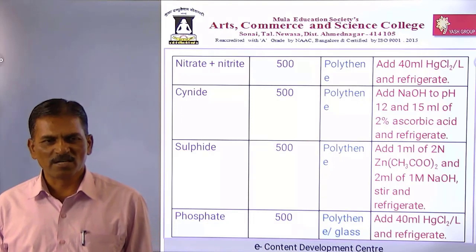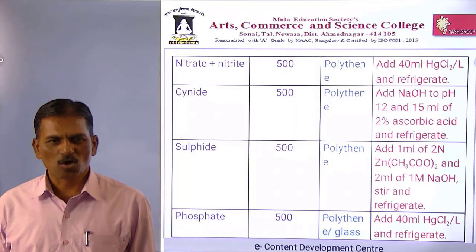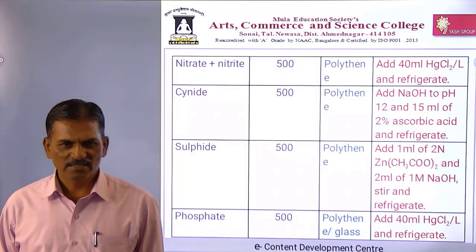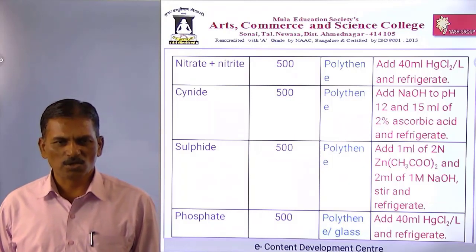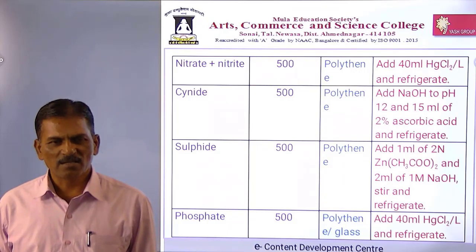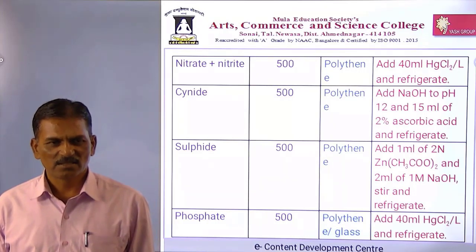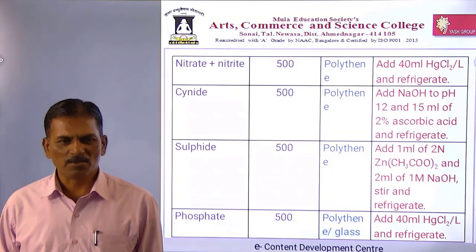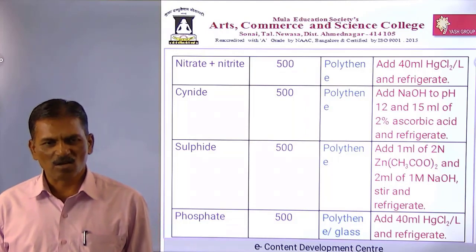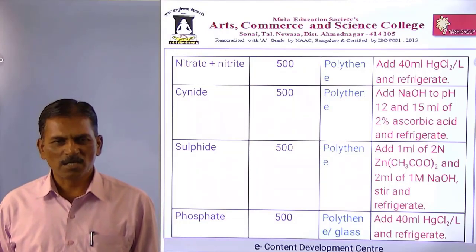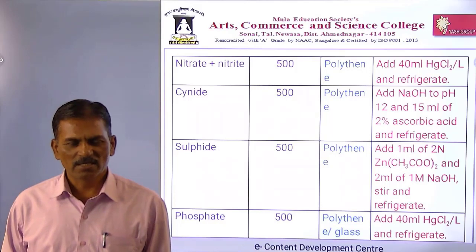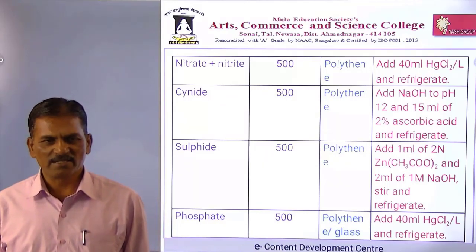Sulfide, sample is 500 ml, container is a polythene bag. Add 1 ml of 1 normal zinc acetate and 2 ml of 1 molar sodium hydroxide. Stir and place in the refrigerator. Phosphate, 500 ml sample, polythene bag or glass bottle. Add 40 mg HgCl2 per liter and place in the refrigerator.